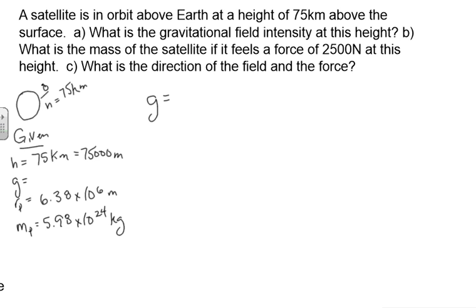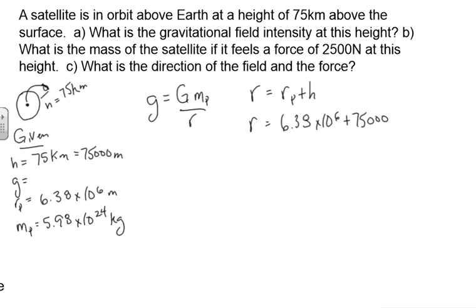We also have g equals G times the mass, and this would be the mass of the planet, over the radius squared. And this radius is the distance from the center all the way out to where the satellite is. So that's my r. The radius is equal to the radius of the planet plus the height, so 6.38 times 10 to the 6 plus 75,000, which gives me a radius of 6.455 times 10 to the 6 meters. I left all the decimal places because these are all values that are given, so I'm not going to round them off because it'll throw my answer off a little bit.